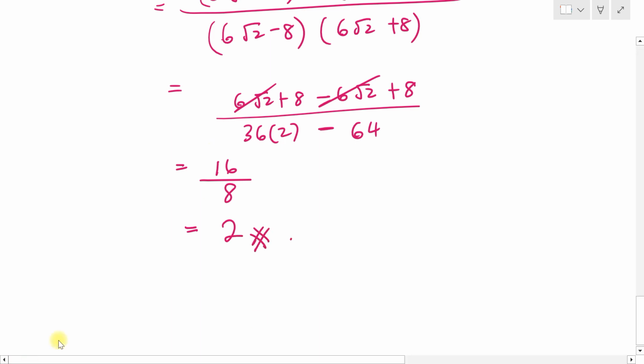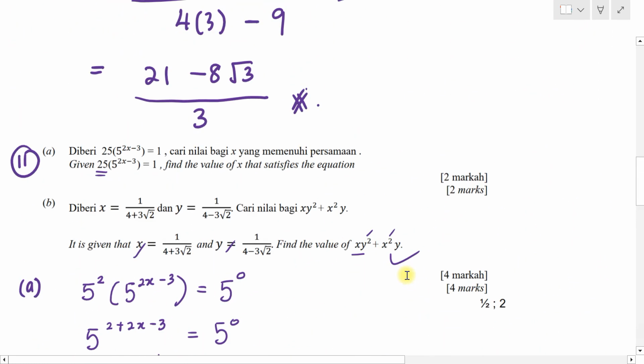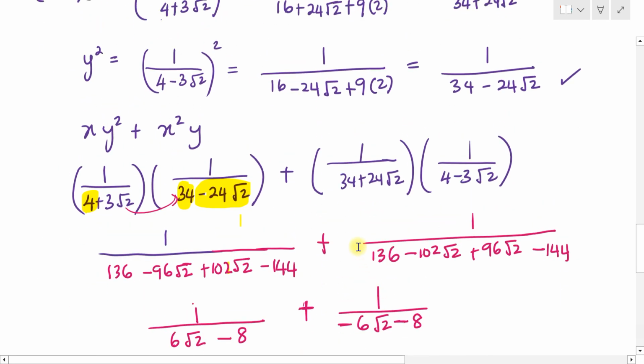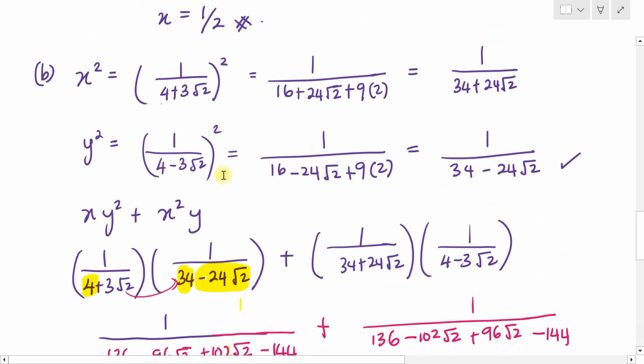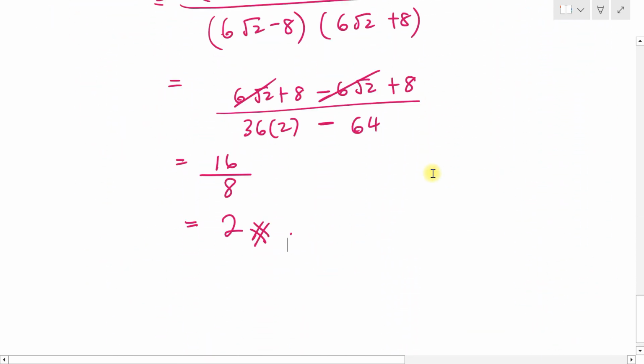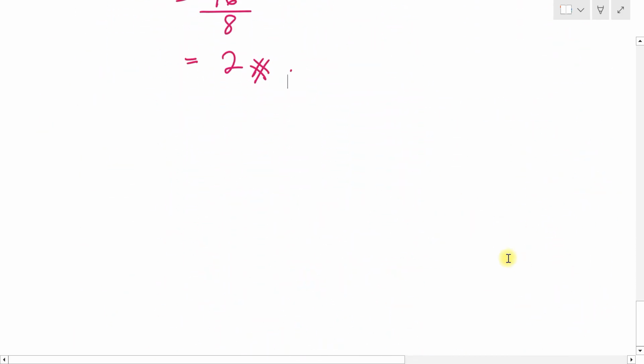Alright. Quite a lengthy one. Quite challenging. Okay, not to say challenging exactly. Maybe if you are weak in squaring the things up, then you might be facing difficulty in these questions. Okay. Right. So moving on to question 12.